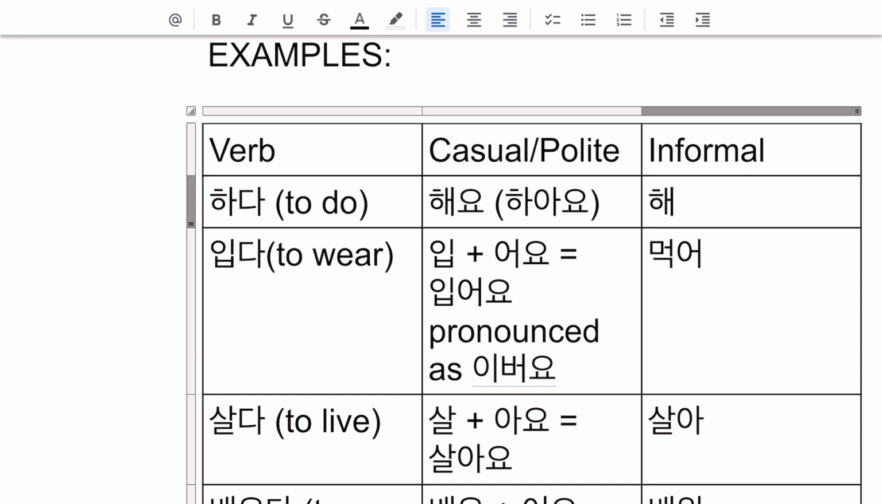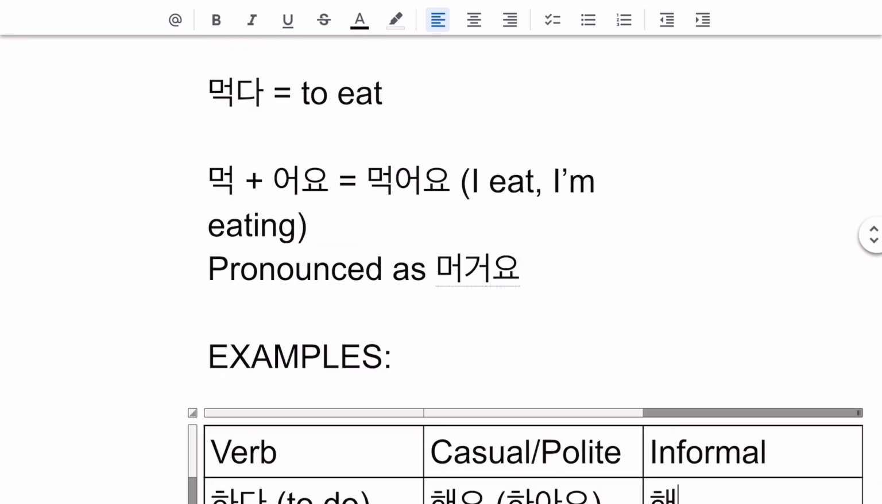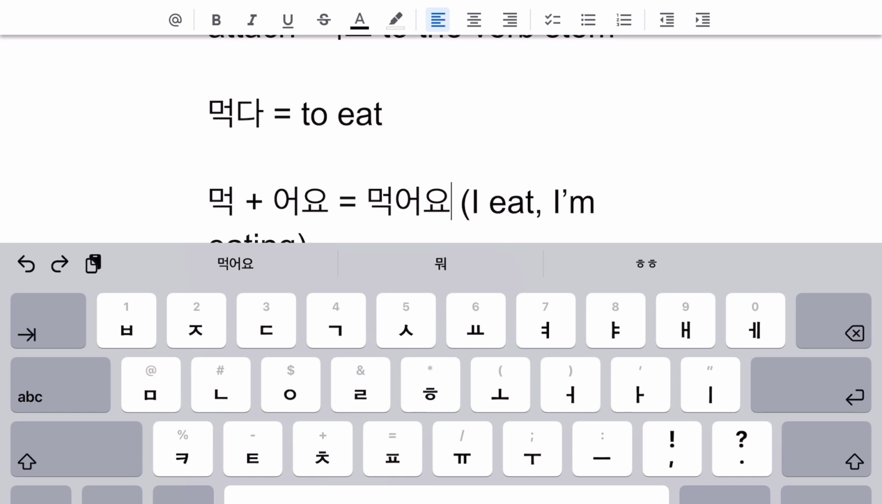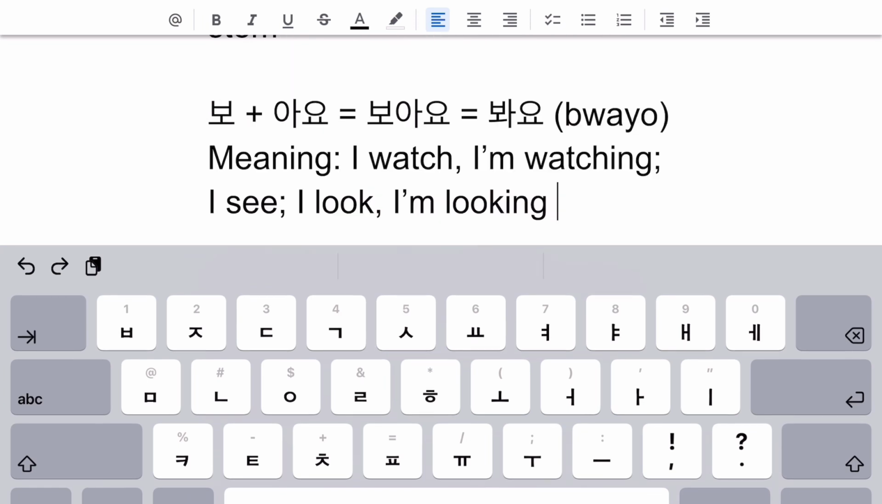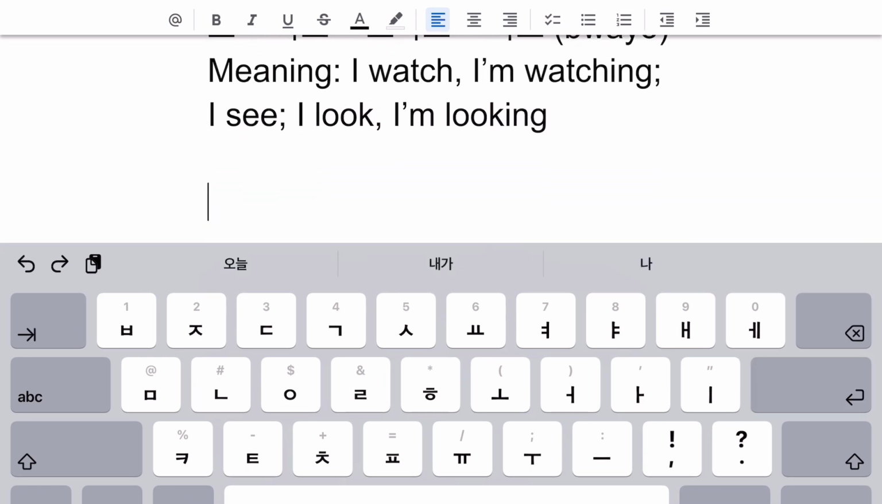So I didn't talk about this before, but I'll bring it up now. So when we're conjugating informally, it's the exact same rules that we just looked at, but we have to remove the yo at the end of the casual. So mogoyo, to be informal, it would become mogo. Mogoyo, casual, mogo, informal. And same thing goes for boayo, casual, boa, informal.